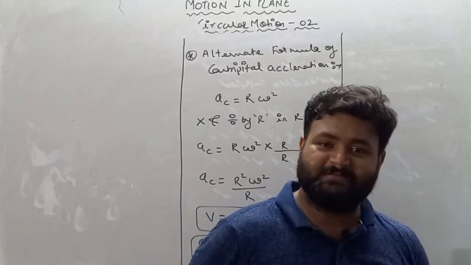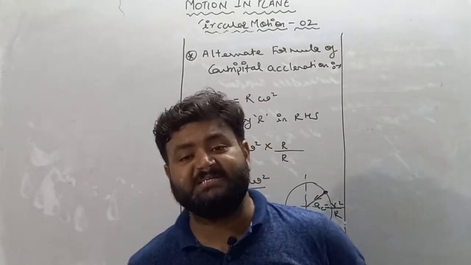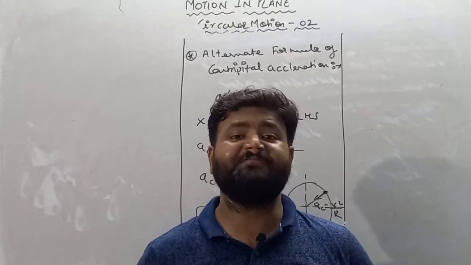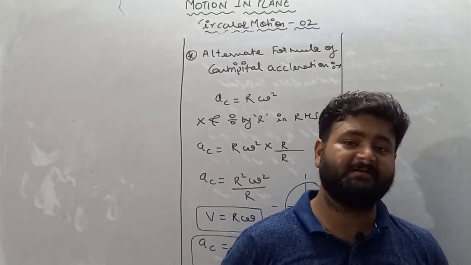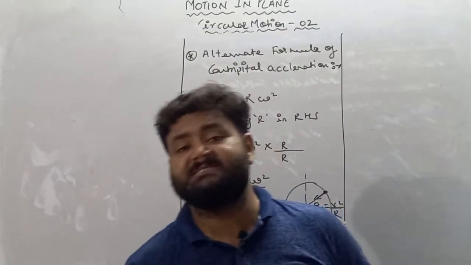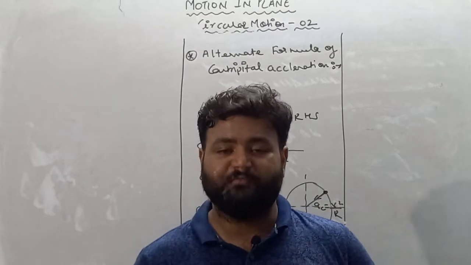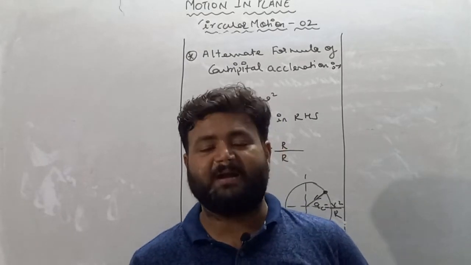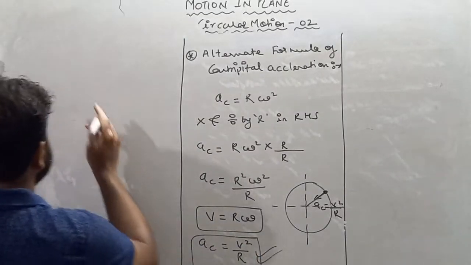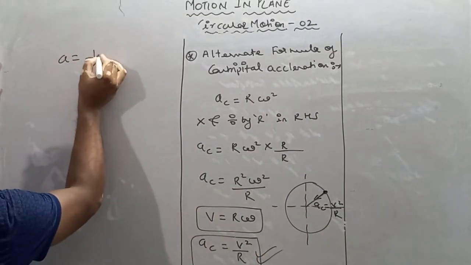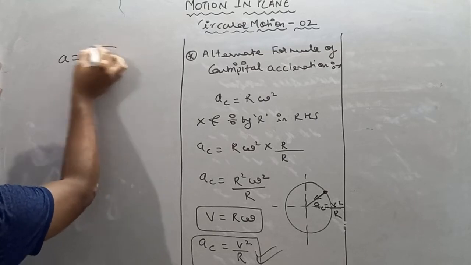Now we all know that the particle achieves acceleration if its velocity changes. I am repeating once again, my dear student. The particle is achieving acceleration when the velocity of the particle is changing, because we know that acceleration is nothing but change in velocity with respect to time.